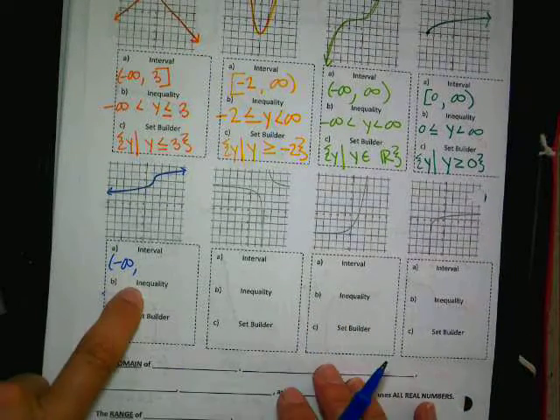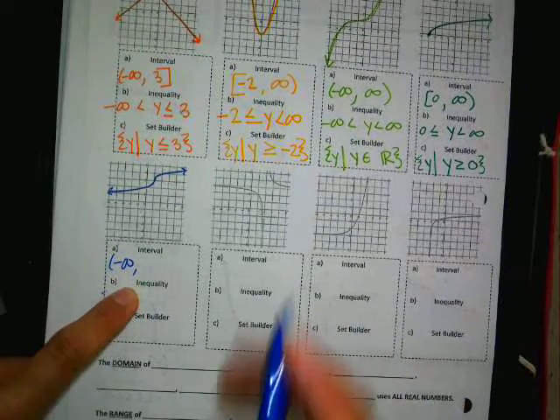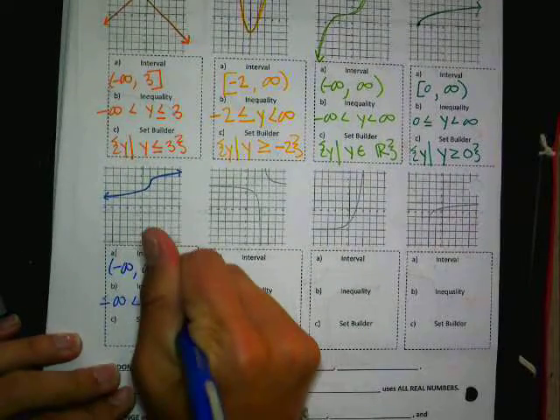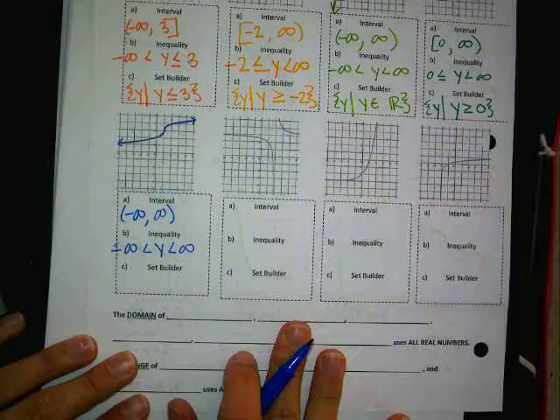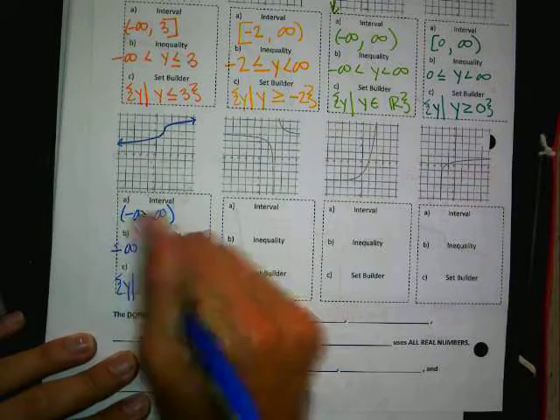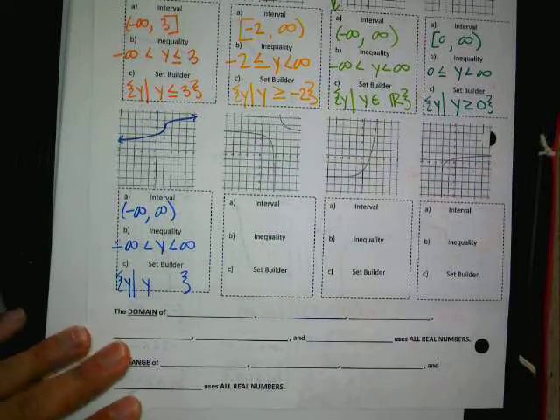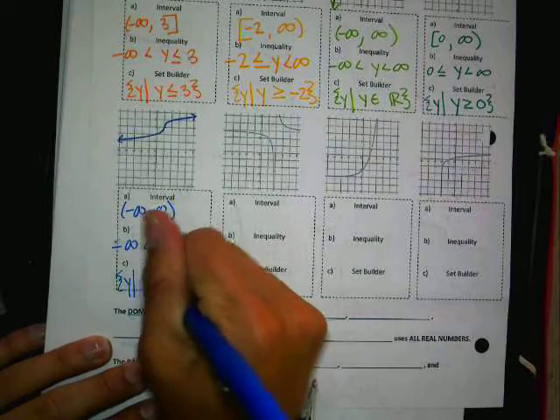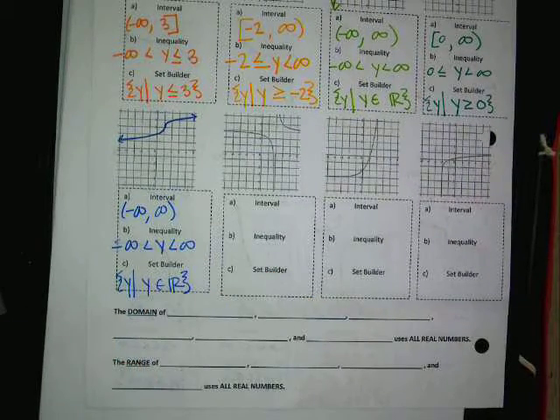All right, and then on this one, how far up am I going? Infinity, very good. For the inequality, negative infinity, less than y, less than infinity. And set builder is going to be what? y is R. All real numbers. Yeah, y is in all the real numbers. Good.